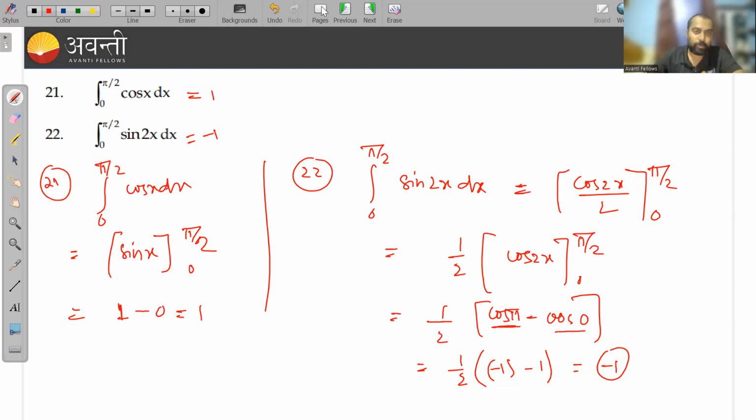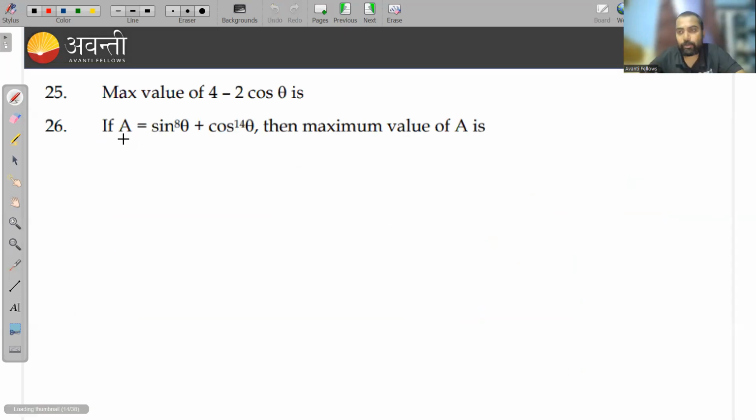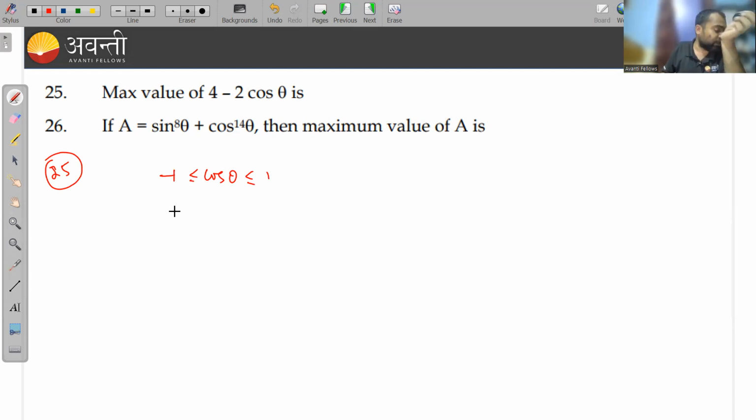Let's move to the next question. Now, the next question is asking to find the maximum value of 4 minus 2 cos theta. All of you know what is the range of cos theta. Cos theta is always lying between minus 1 and 1. So if I multiply 2 with each term of this inequality, it becomes minus 2 is less than or equal to 2 cos theta is less than or equal to 2.